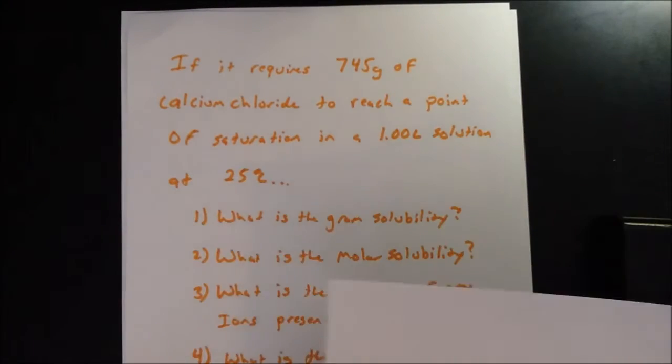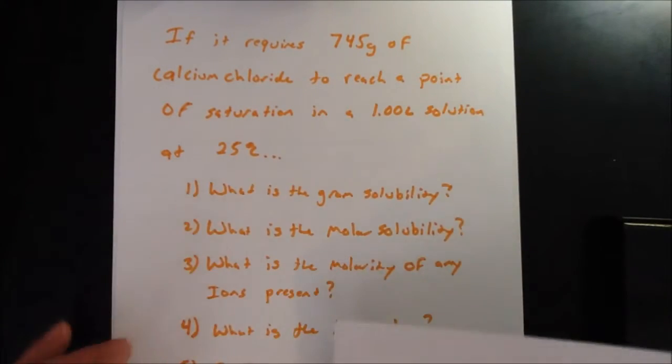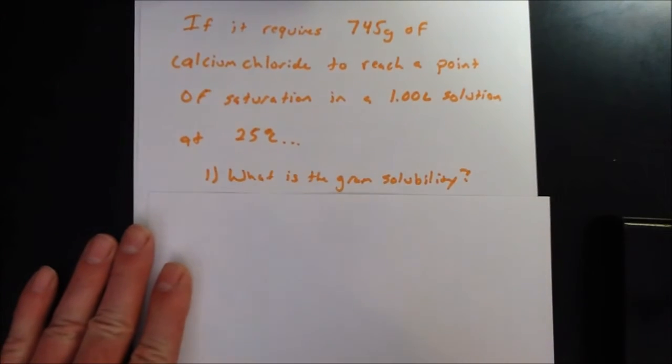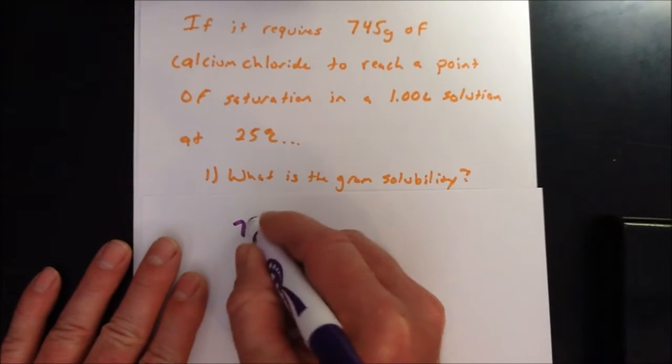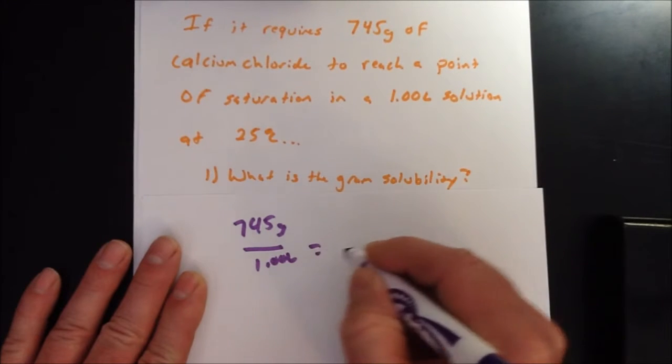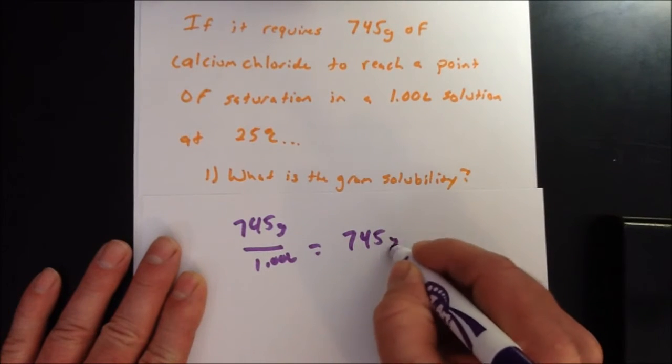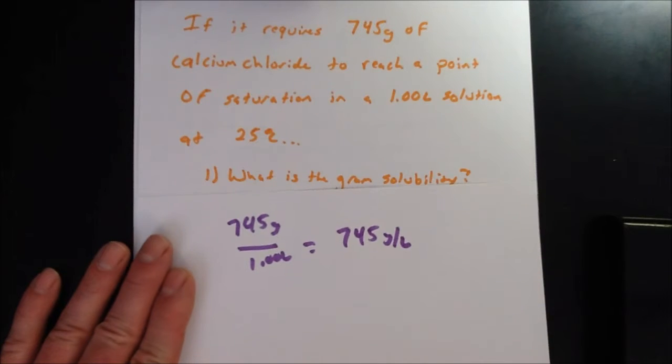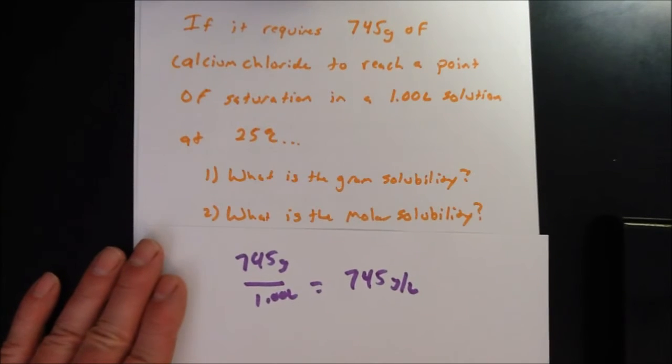So we're going to start this with the gram solubility. I actually lay these questions out to help it flow through in order. It's 745 grams divided by 1.00 liters, which is 745 grams per liter. There is, in fact, our gram solubility.